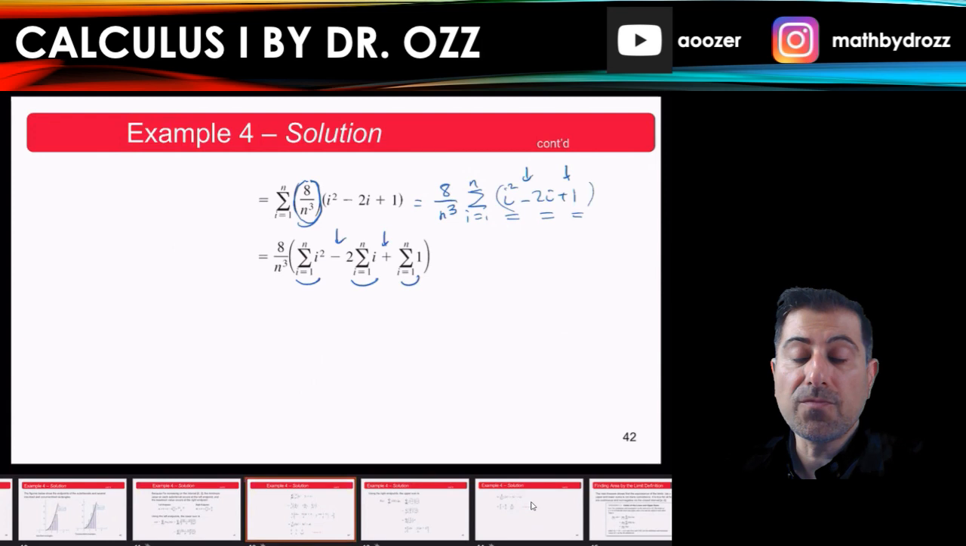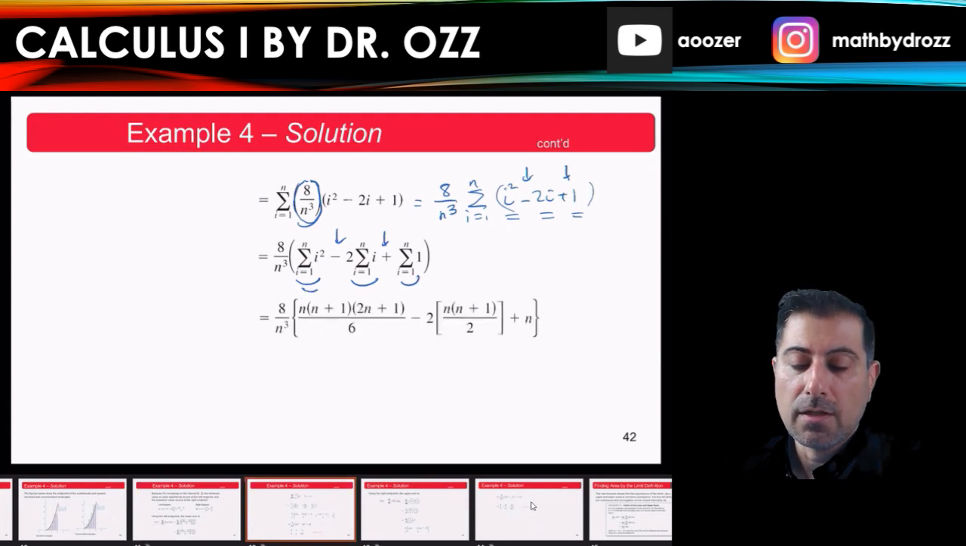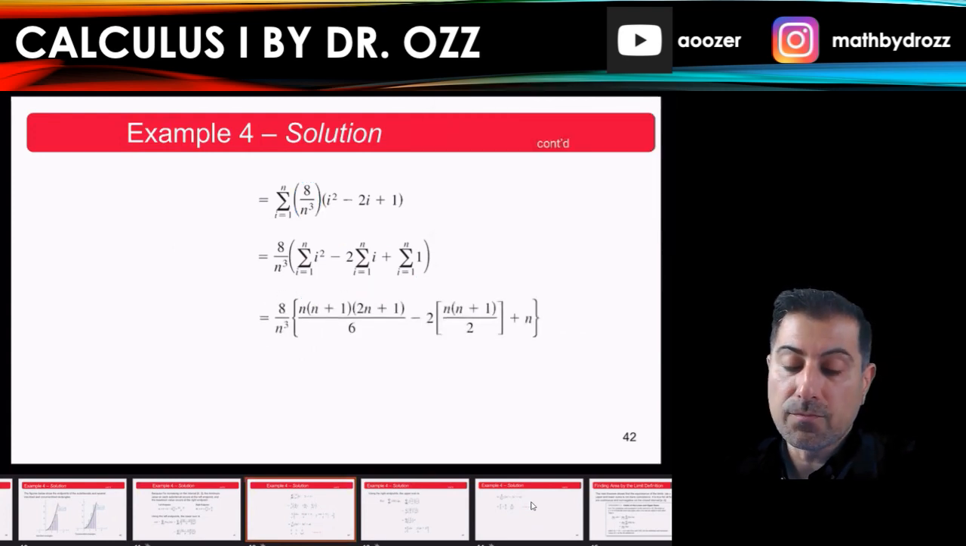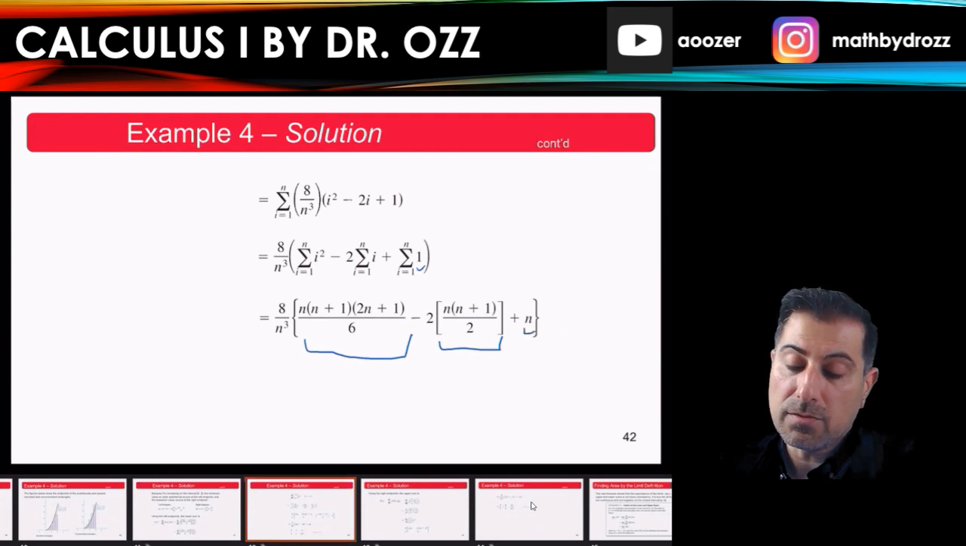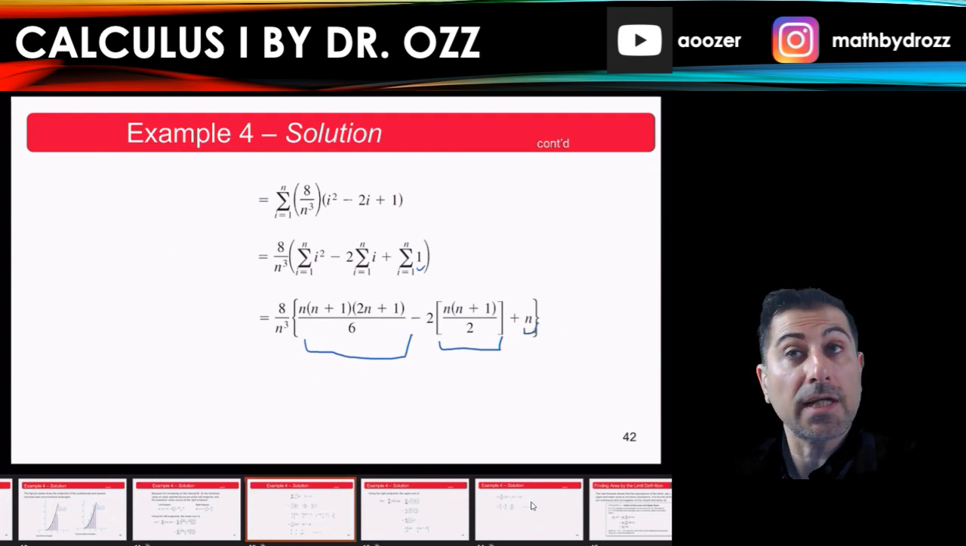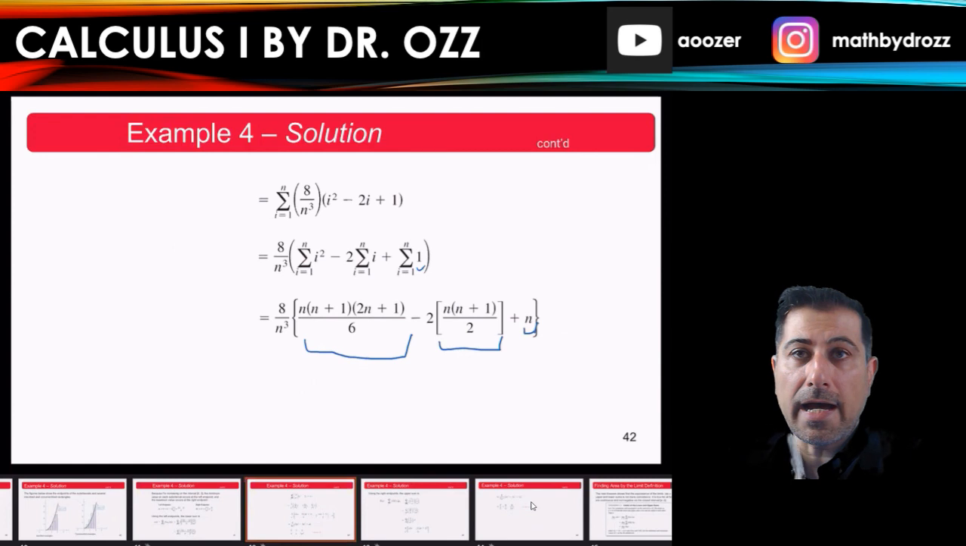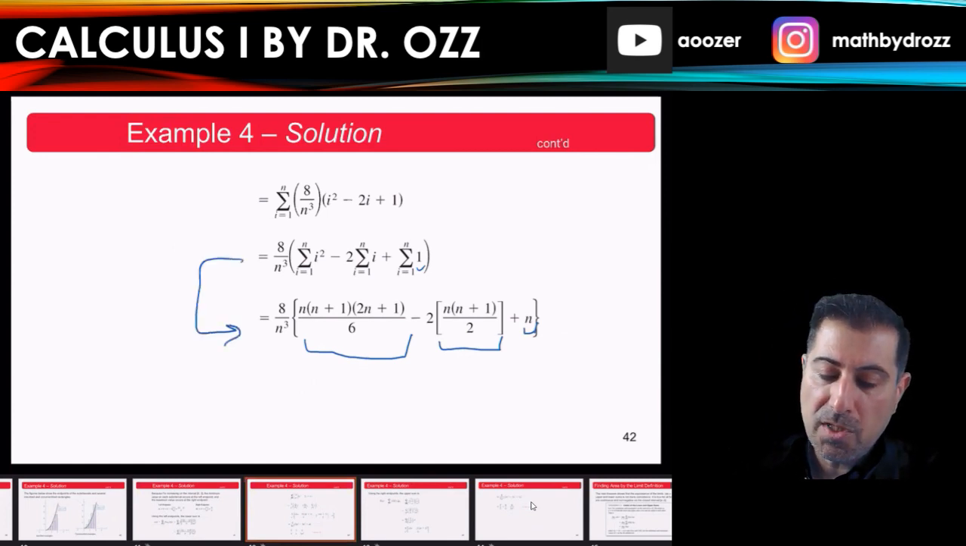And for each of those sums, I have a summation formula, and let's just utilize those. The sum of i squared, i from 1 to n, is given by this formula. The sum of i is given by this formula, and the sum of the constant here is just the constant times the upper bound, that's n. Okay, so watch the second video or go back to earlier slides to see how we jump from here to here.